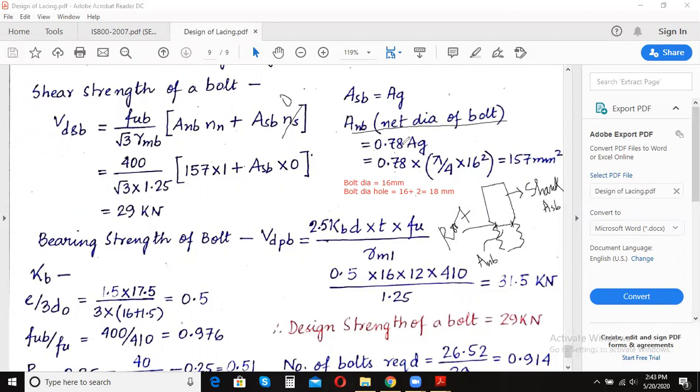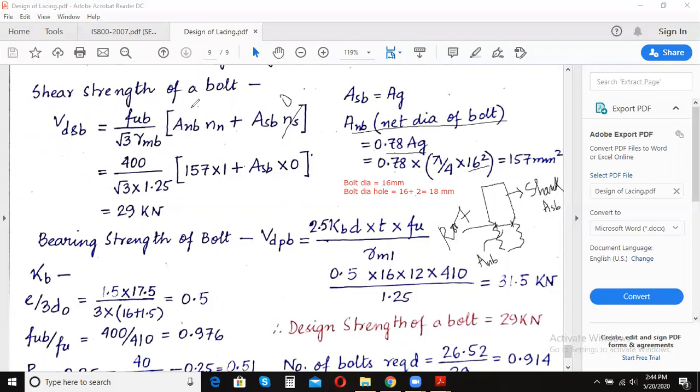This is taken as 0.78 times AG or AS. AG is the cross sectional area, and AG and ASB are the same for a bolt. So ANB is equal to 0.78 times AG. And what is AG? AG is pi by 4 into 16 square. This is the main diameter of the bolt, and it is coming out to be 157. So we are taking NN as 1. NN is the number of failure planes passing through the root section, and ANB is the area of the bolt in the root section.